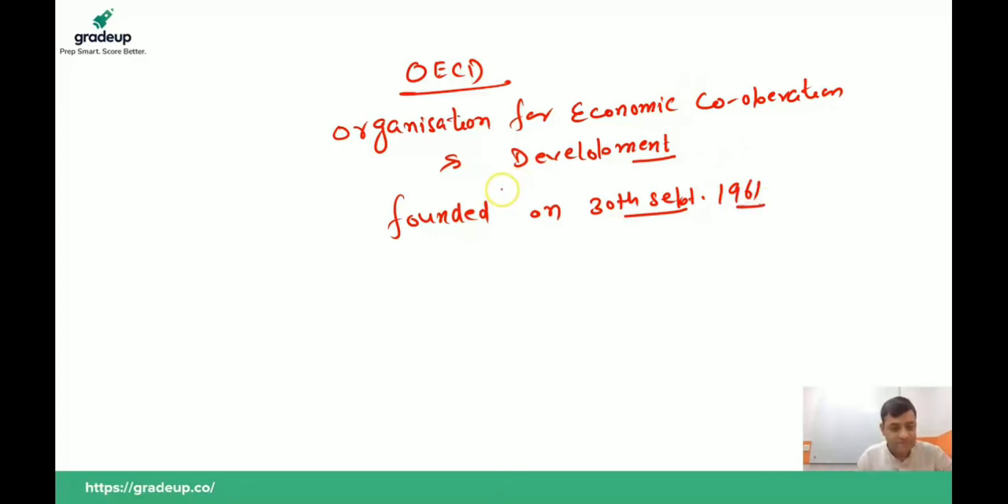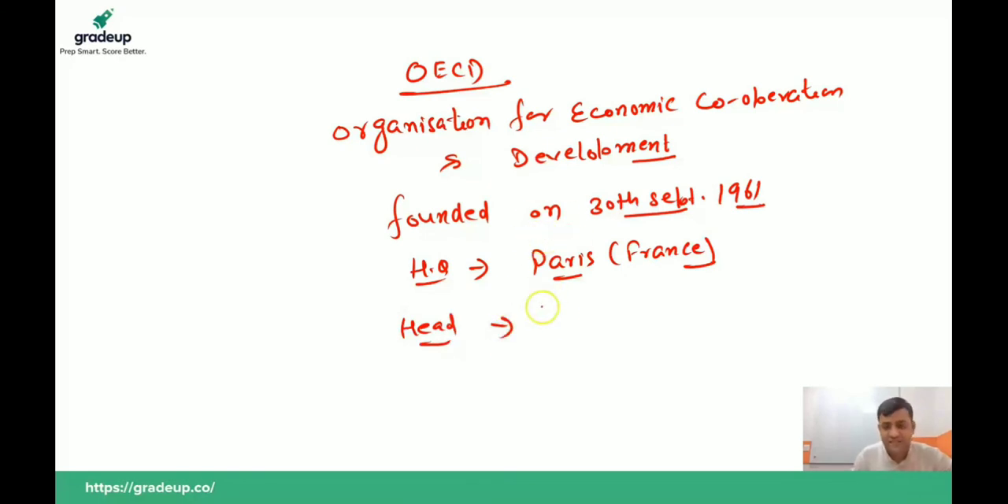Sorry, 13th September 1961. This is headquartered at Paris in France, and its chief or head is Jose Angel Gurria. He's the head of the Organization for Economic Cooperation and Development.